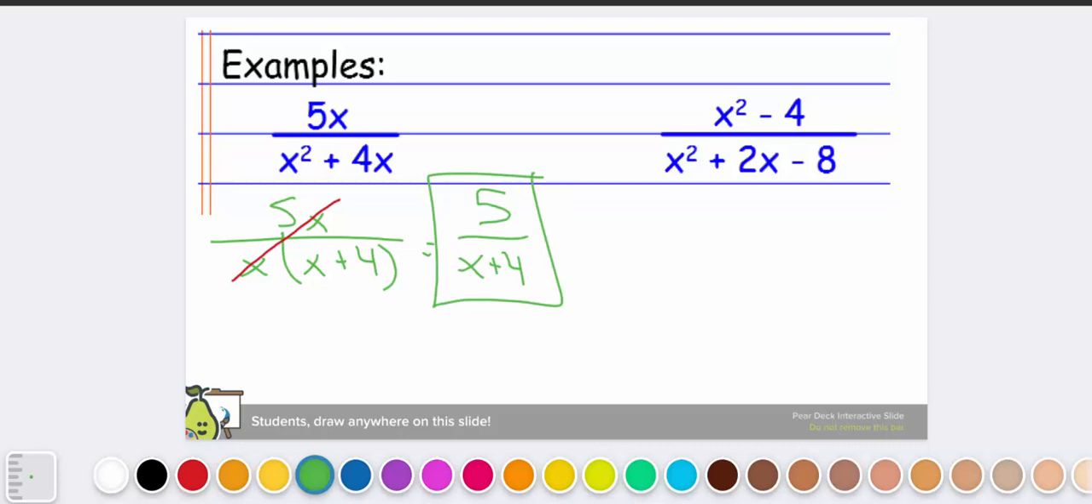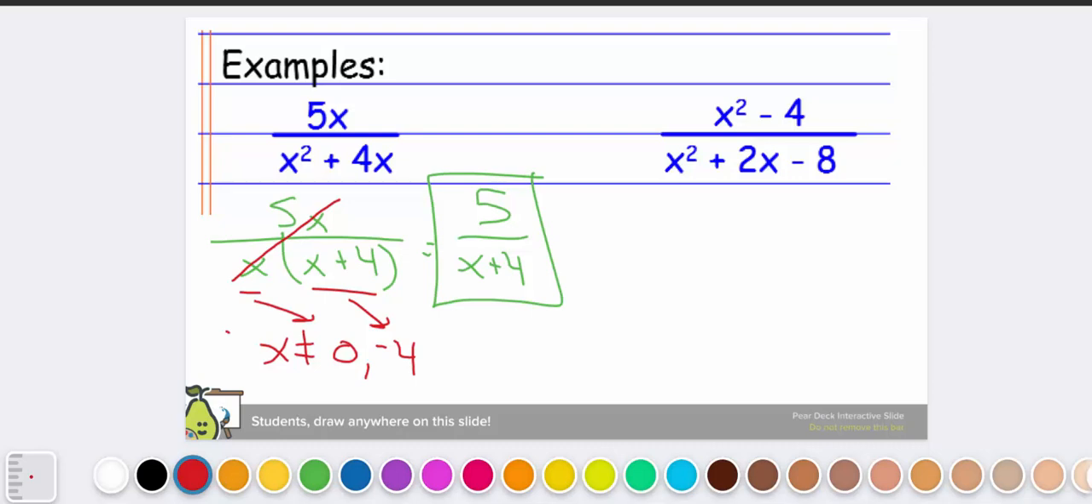We're still going to talk about and identify domain restrictions. So we're going to say, well, x cannot be 0 and negative 4. So even though it canceled out, we have to list the items that it cannot be anymore. Okay, so multiple parts to our answer. Simplify what we have, and then also the domain restrictions.